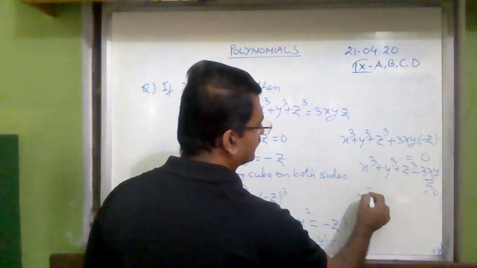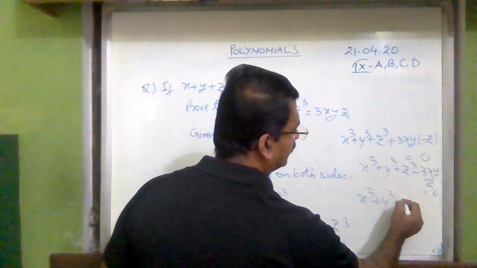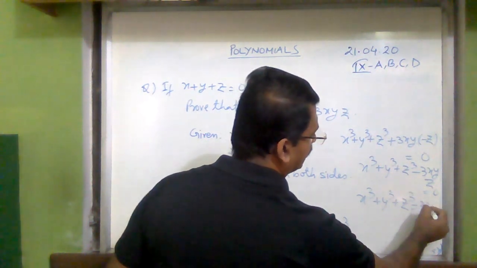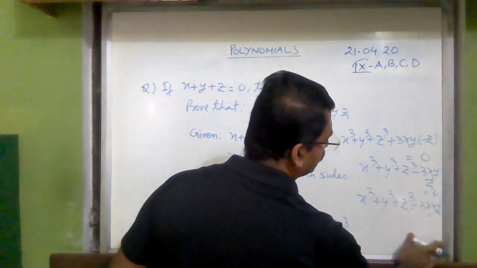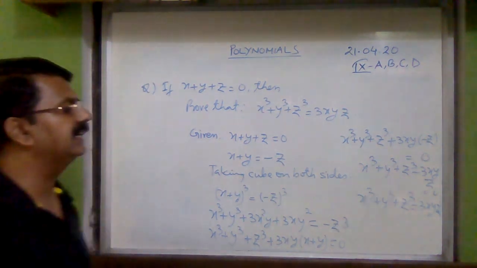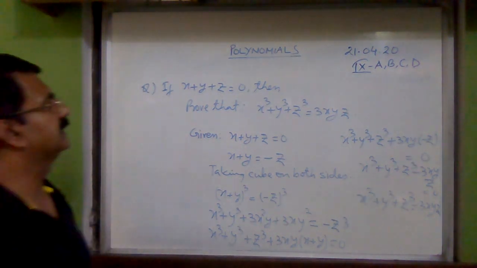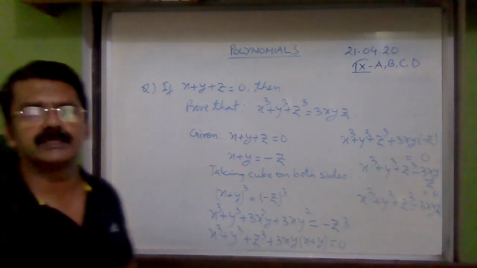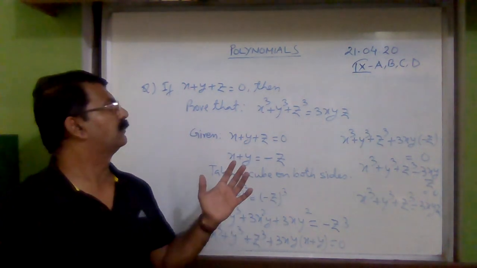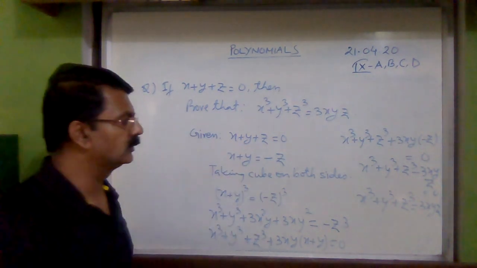So we can say x cube plus y cube plus z cube is equal to 3xyz. So without using the last identity, we have proved that x cube plus y cube plus z cube is equal to 3xyz if x plus y plus z is equal to 0.